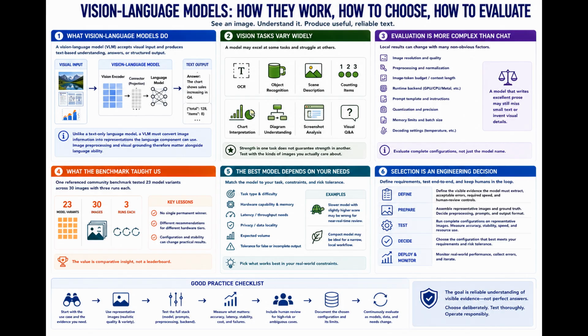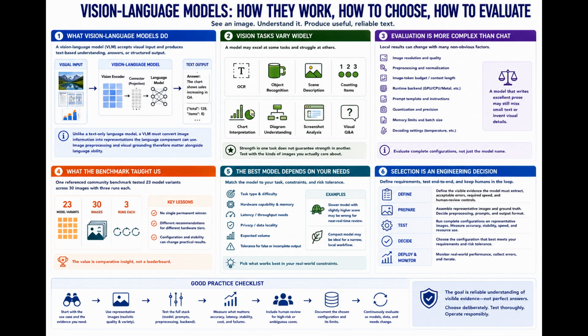Vision tasks vary widely. A model may perform OCR, recognize objects, describe scenes, count items, read charts, interpret diagrams, analyze screenshots, or answer questions about visible evidence. Strength in one task does not guarantee strength in another. Local evaluation also differs from ordinary chat testing. Image resolution, preprocessing, image token budget, runtime backend, prompt template, quantization, and memory limits can change output. A model that writes excellent prose may still miss small text or invent visual details.